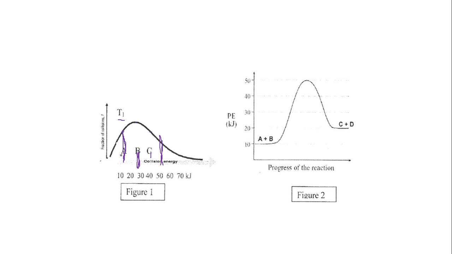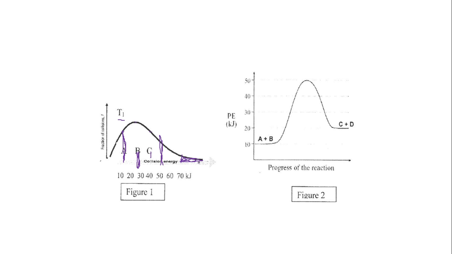The third point under number 1: at this temperature T1 there are no energetic collisions greater than 70 kilojoules. Well, here's 70, and we're looking at where the curve is. It's not at 0 yet. It's getting lower, but it's definitely not at 0 yet. And so we would say that that is false, because there are energetic collisions with energy greater than 70 kilojoules. So both of those true and false statements are false.